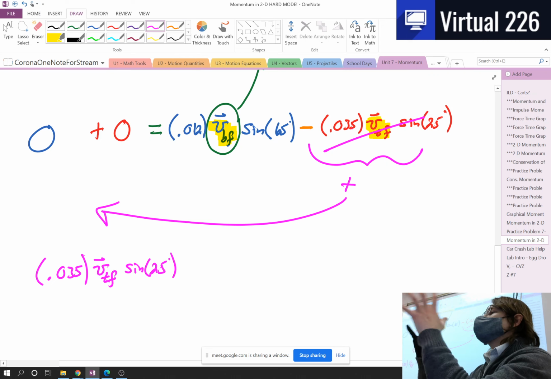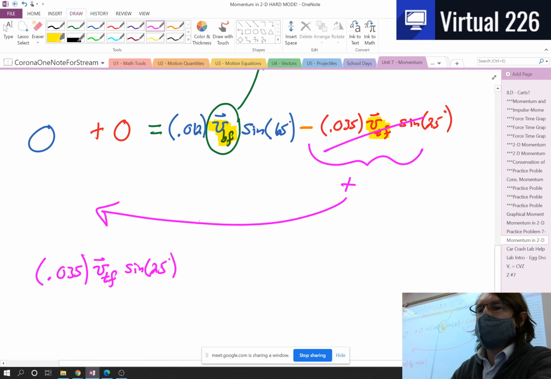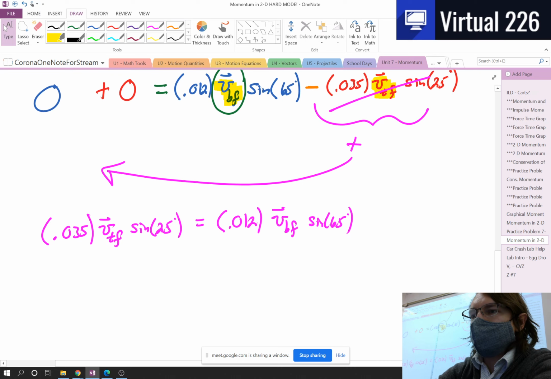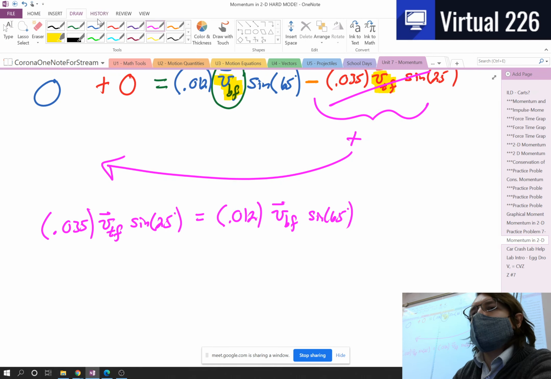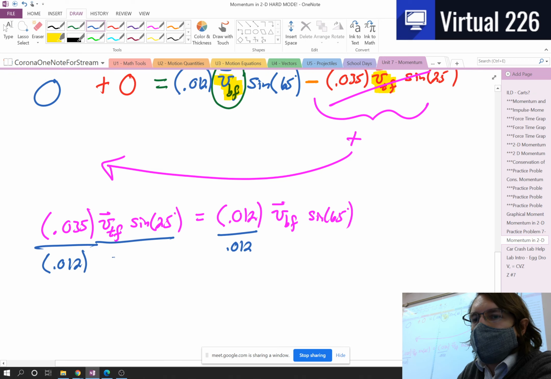It's all just some number of the final tin velocity. I just brought it all over. And this is going to equal the 0.012 times the final velocity of the bullet times the sine of 65 degrees. And if I want to get that velocity of the bullet by itself, well, I can just divide by 0.012. And then I can divide by the sine of 65 degrees as well.